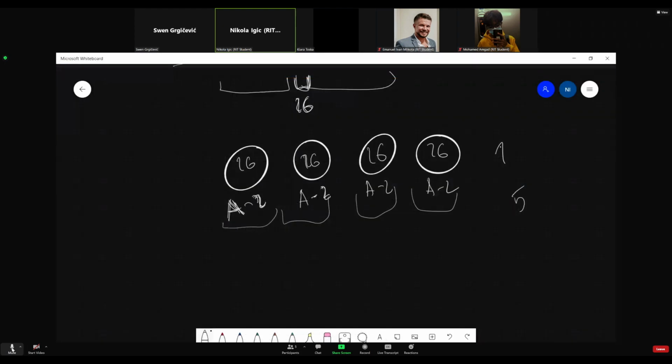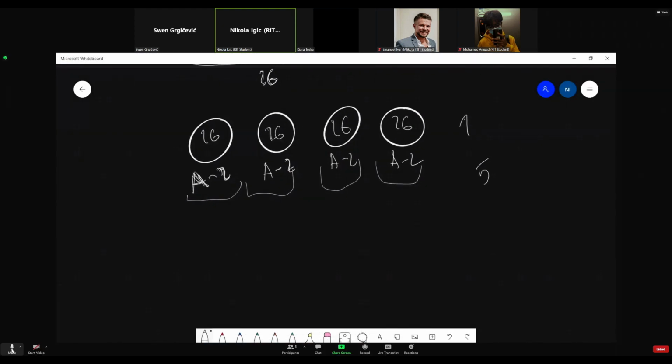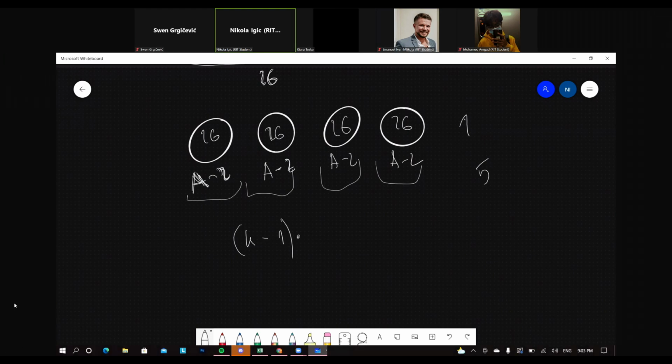I don't know what to say more. You're totally correct, and if I'm right, it's like k minus 1 times 26, which I think is n plus 1, like this. Is this the formula? I think so.